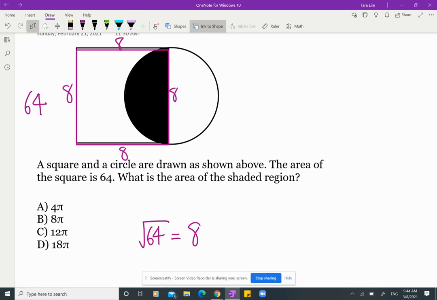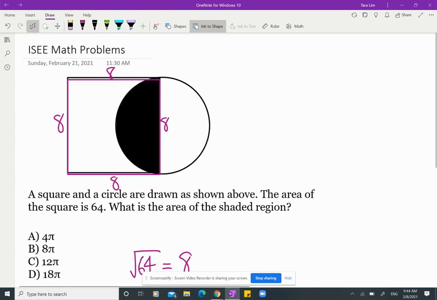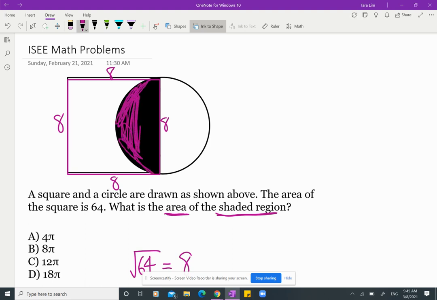And if we try doing the area of it, which is length times length, so 8 times 8, that gives us 64. So now that we know all of the sides of the square, we want to know the area of the shaded region. So this is the shaded region, and we want to know the area of this.